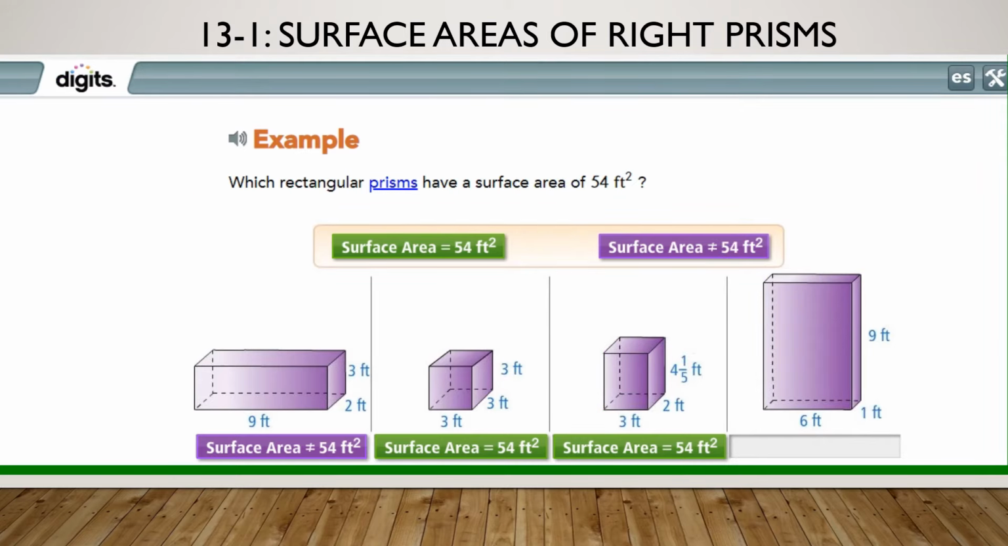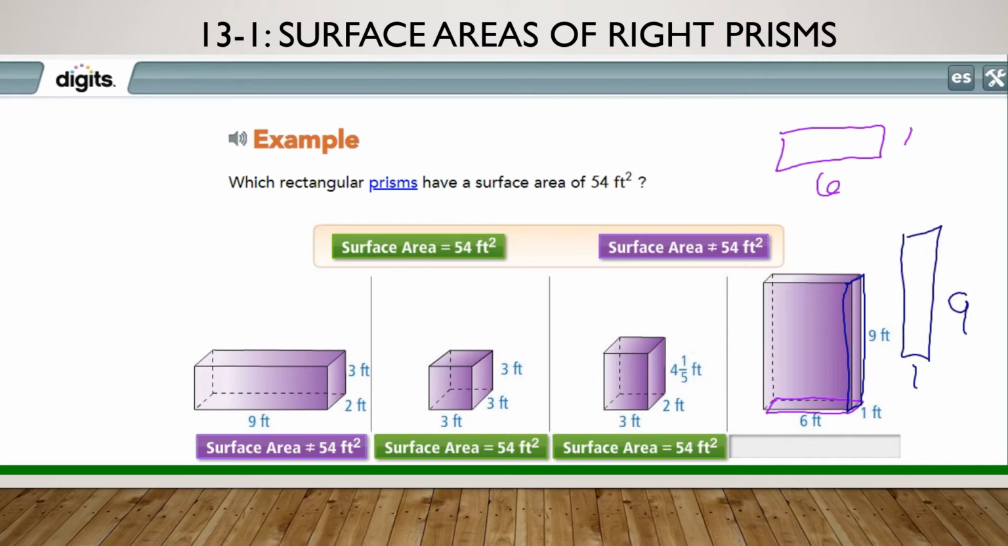All right, the last one. I'm going to figure out the surface area of this. It doesn't matter if you use the bottom as your base. So if you use the bottom as your base, it will be a 6 by 1. But if you use the side as your base, then those dimensions will be a 1 by 9. You will still get the exact same answer.